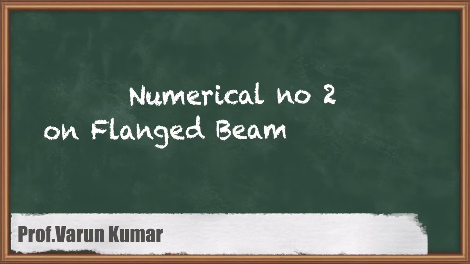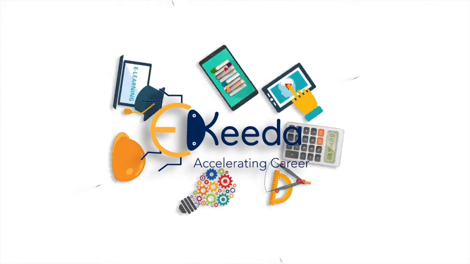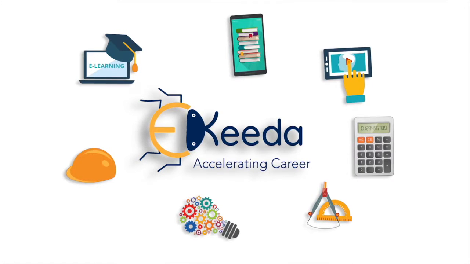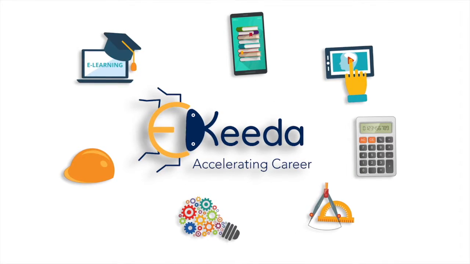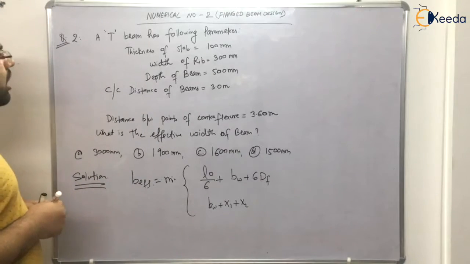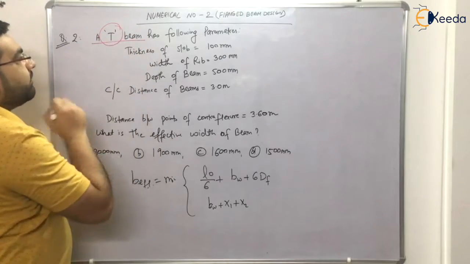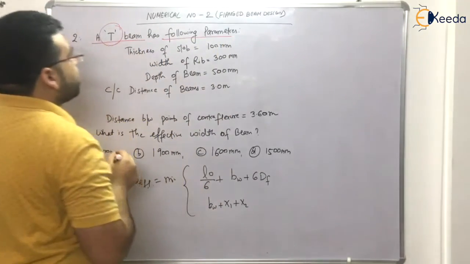Subject: concrete structures, chapter: design of beams, topic: numerical number 2 on flanged beam design. So students, now in this lecture let us solve this numerical number 2. It says that a T-beam has the following parameters.